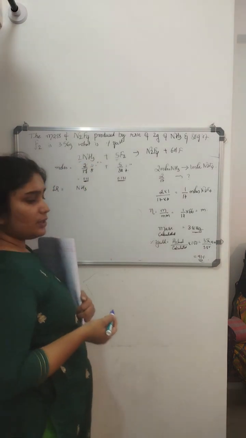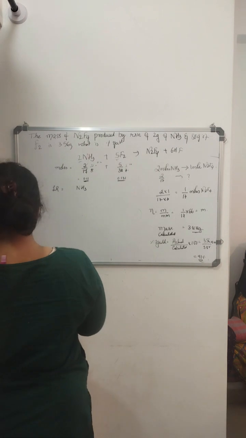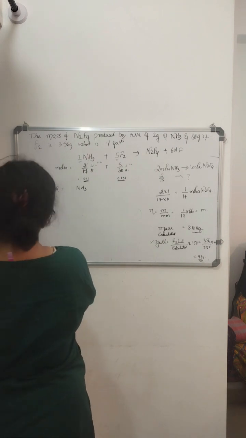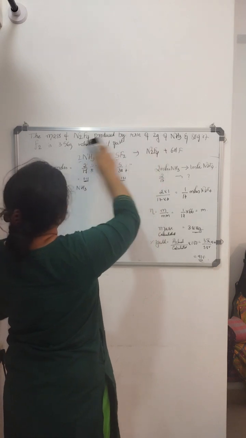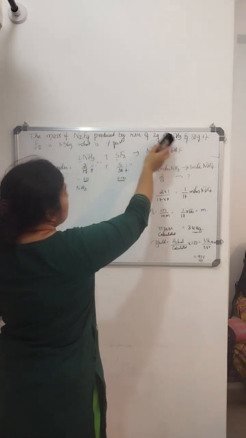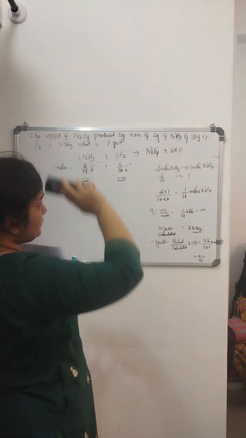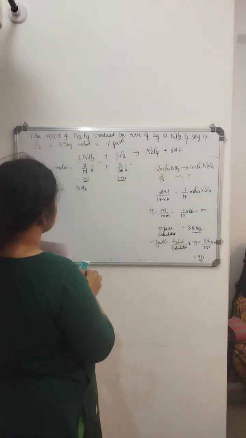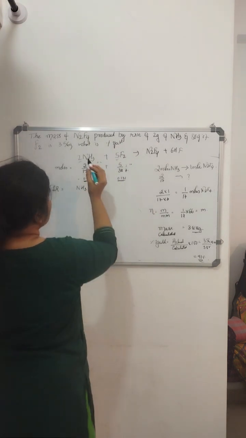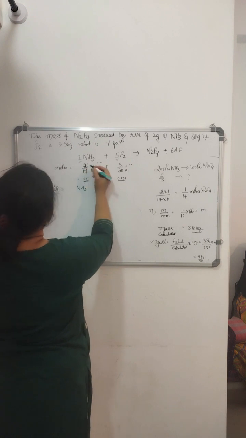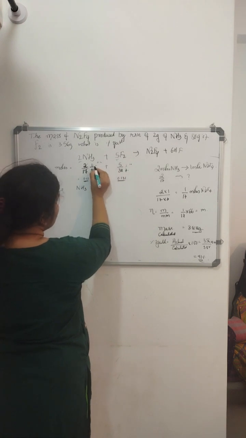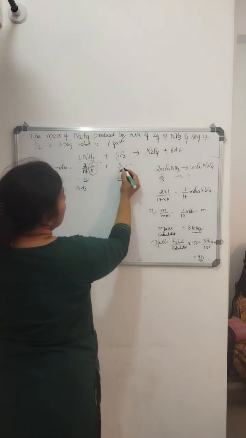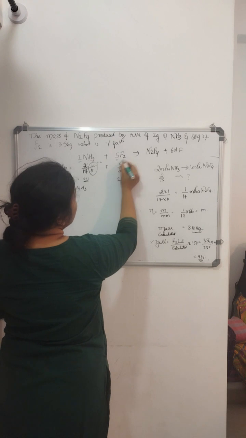Now what is the next work? Next work is to find out the moles. You can see in this particular question, everywhere they have given grams, so I need to convert them into moles. First, for ammonia: they have given 2 grams divided by the weight, 17. So you get 1 by 8 as your value here. And here it is 5.